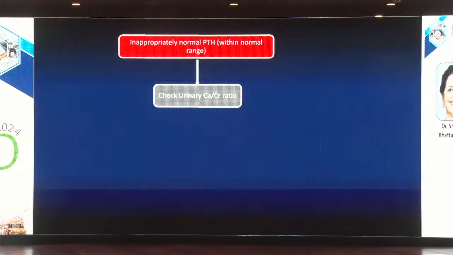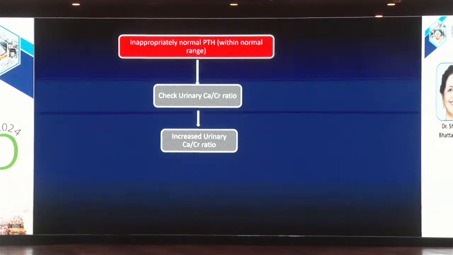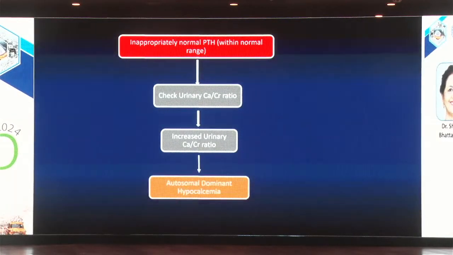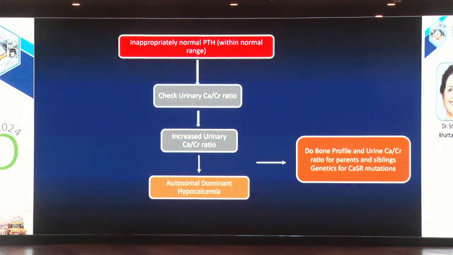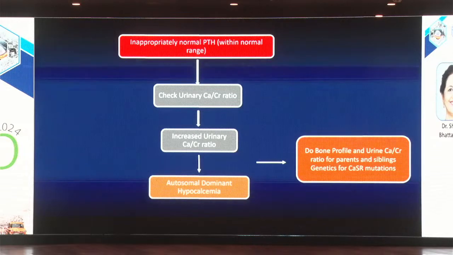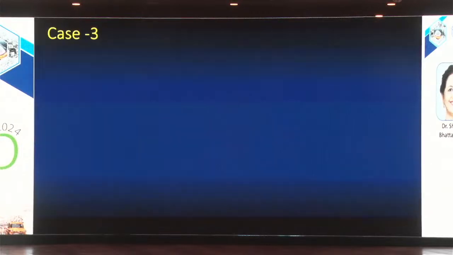When you find normal or inappropriately low PTH with hypocalcemia, then you will have to think of very, very rare causes. In those conditions, you have to check the urinary calcium creatinine ratio, and if the ratio is more than 0.25, you will think of autosomal dominant hypocalcemia. Again, screen the siblings and parents with the same bone profile and the calcium excretion, and do the genetic test for calcium receptor mutation. If there is a stimulating mutation, then you will have hypocalcemia.